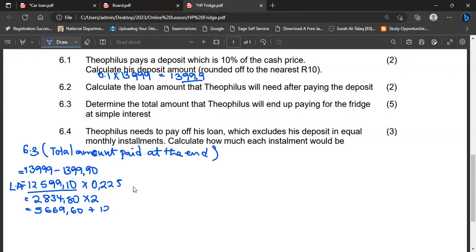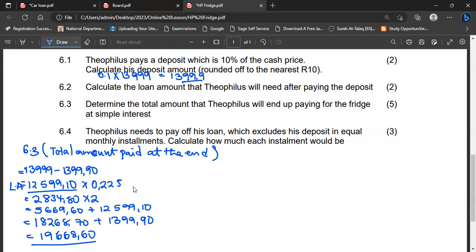Plus the loan amount, which is the money the person has taken, and we get 18,268.70 plus the deposit. As you add the deposit, it comes to 19,668.60. This is the total amount one will pay in the 2 years.